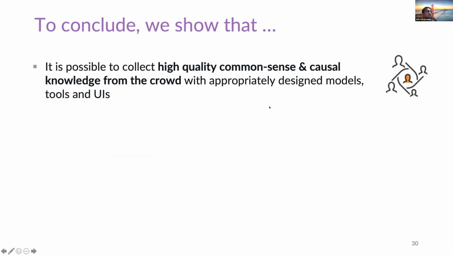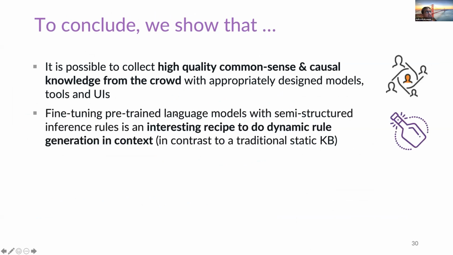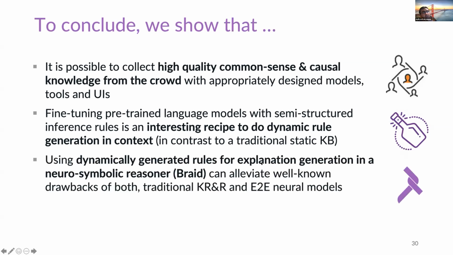And so to conclude, we basically show three things. One, it's possible to collect high quality common sense and causal knowledge from crowd workers if you design the appropriate models, the formalisms, the tools, and the UIs. Second, an interesting recipe to doing dynamic rule generation is to collect these semi-structured inference rules and then fine-tune your model. And now you have a KB that is no longer a static rule KB. You have a dynamic rule model. And lastly, you can take these dynamically generated rules and plug them in a neurosymbolic reasoner to do question answering.